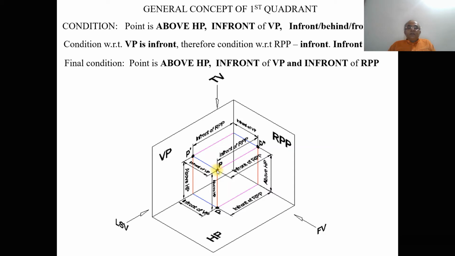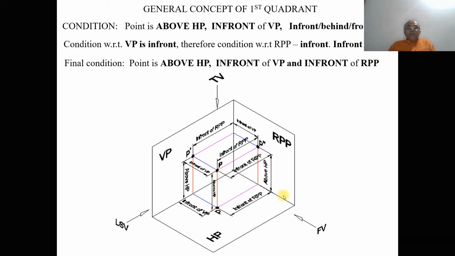But now, what is the condition of the point capital P in space? What is the position of capital P with respect to the vertical plane, the horizontal plane and the profile plane? Now we are going to look into that. When we look from the front view, I can see the distance of the point from the horizontal plane.